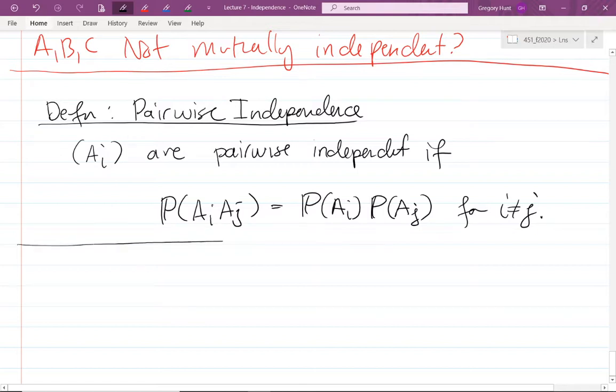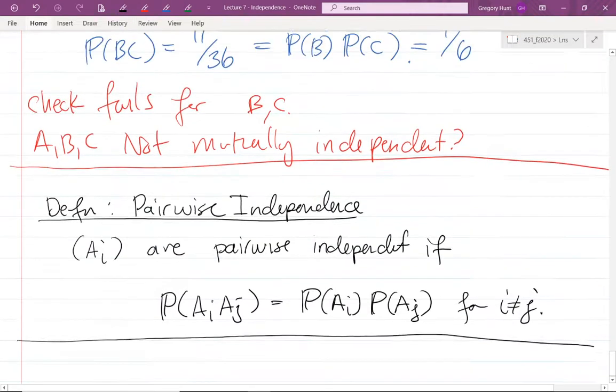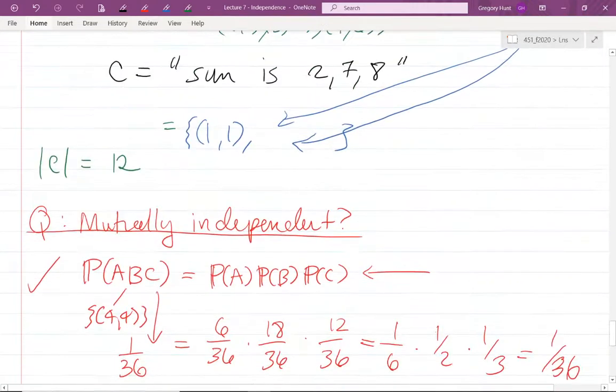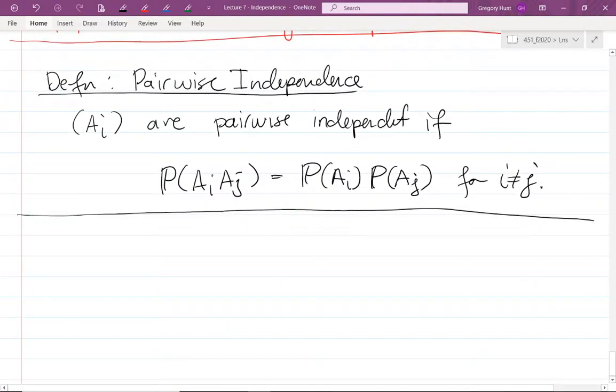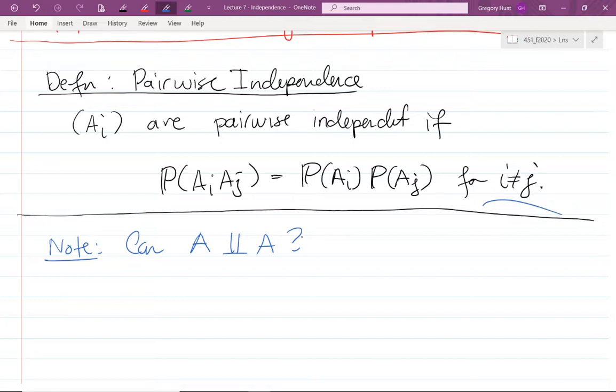So not nearly as commonly used. When we say independence of multiple events, we always mean mutual independence unless we specify. Occasionally people will use pairwise independent, but it's a bit of a strange creature. An interesting thing to note here is that I had to specify here that i is not equal to j. Is that necessary? Can an event A be independent of an event A, of itself, for example? Are events generally independent of themselves?